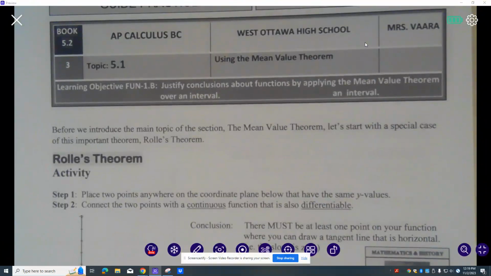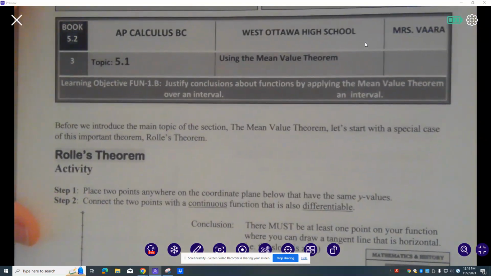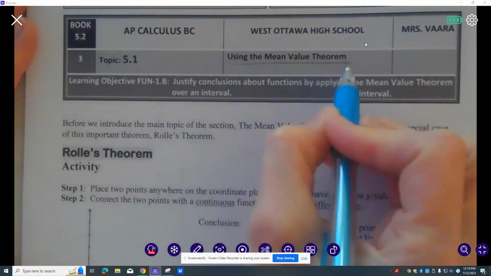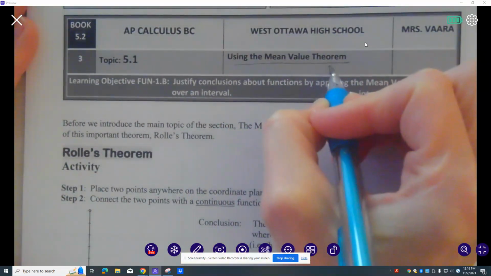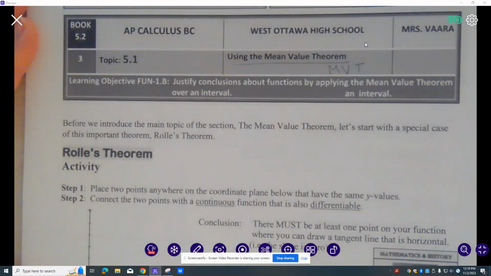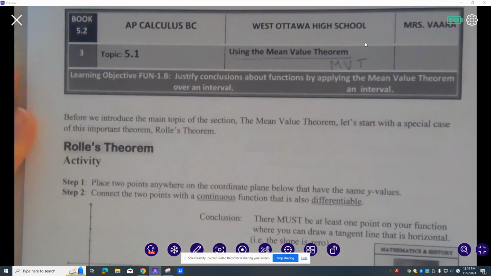This video is for topic 5.1, so chapter 5 or unit 5. The main thrust of this section is the mean value theorem, abbreviated MVT. So it's another one of our big theorems. I think your second one. We did intermediate value theorem and now we're doing mean value theorem.